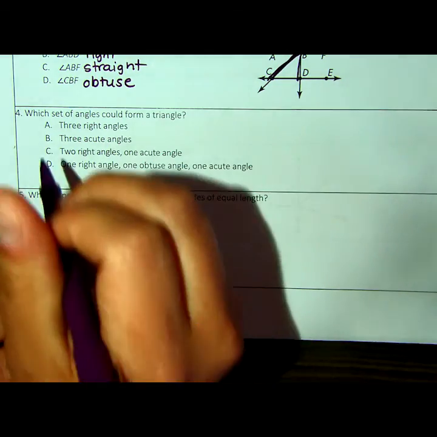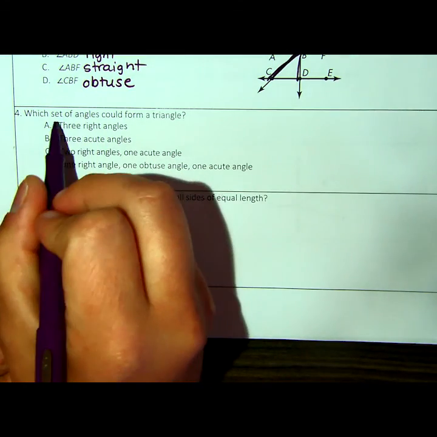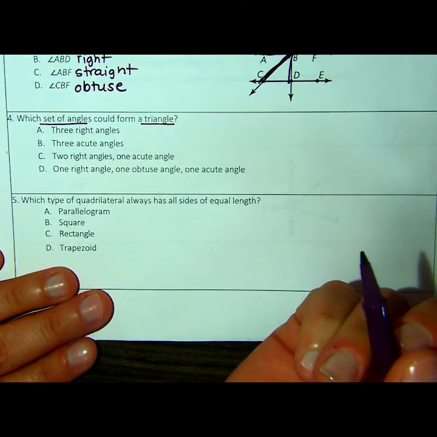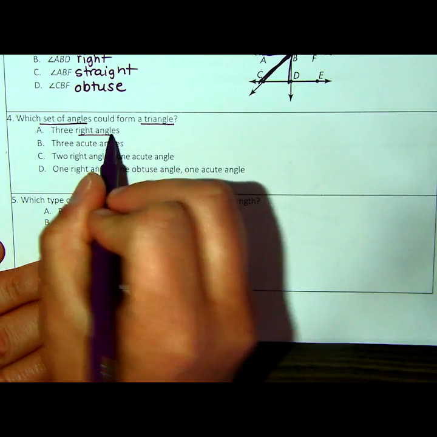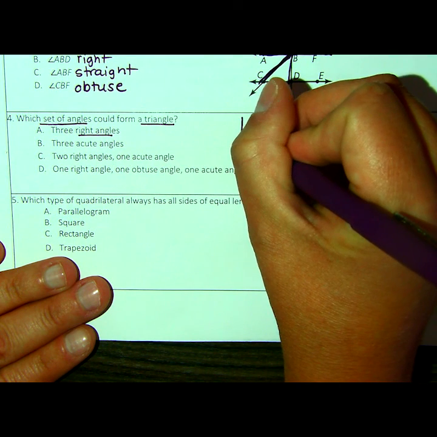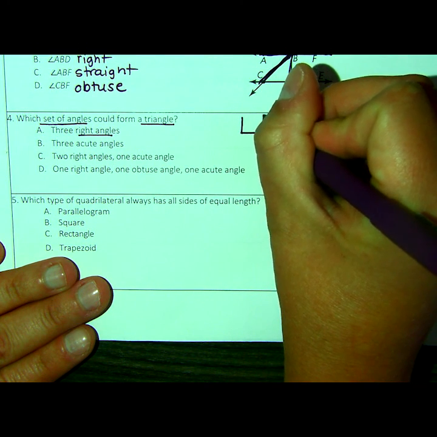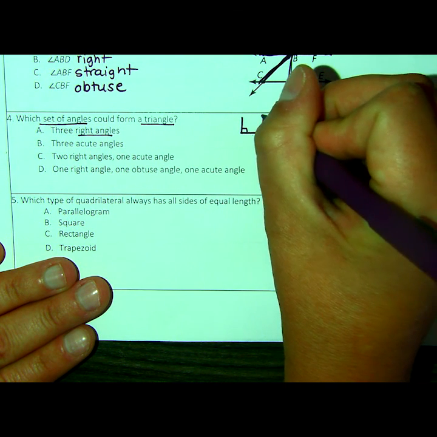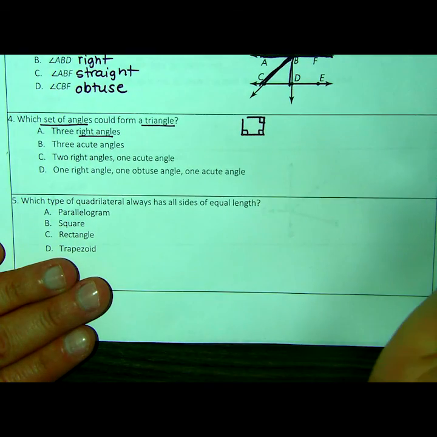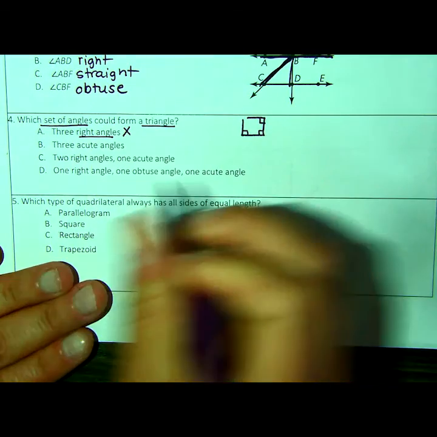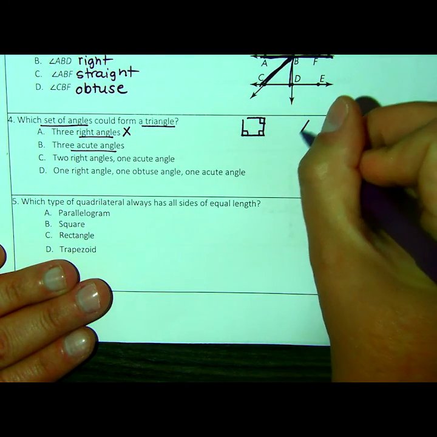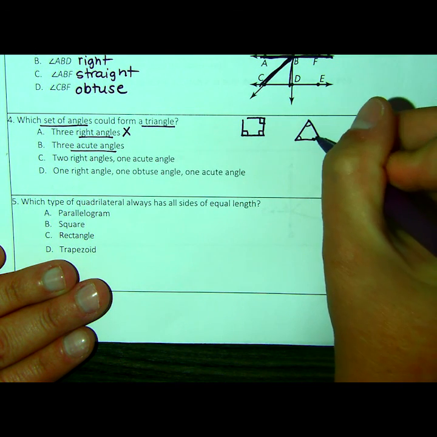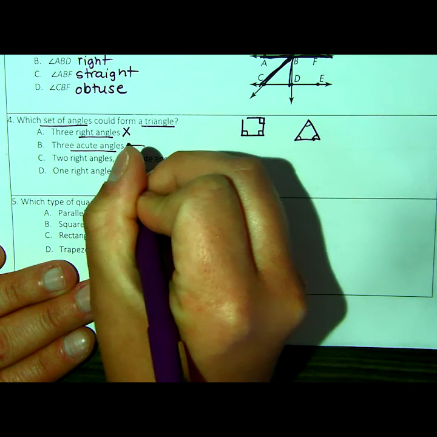Excuse me. This question is interesting. Which set of angles could form a triangle? Well, I know a triangle is a 3-sided figure, so let's look. 3 right angles. Okay, 1, 2, so I have 1, 2, 3. No. 3 acute angles. 1, 2, so 1, 2, 3. Yes. Let me look at the other answer choices though.